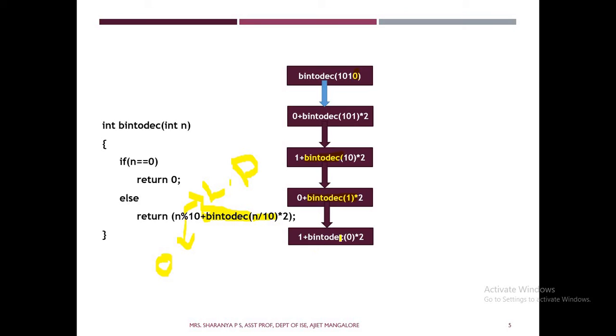Next, binary to decimal of 0. What is the n value currently? It is 1. So 1 is double equal to 0? No, the condition is false and it goes to the else part and it computes 1 plus binary to decimal of 1 divided by 10, that is 0, into 2. Now we could see we have reached the termination state.